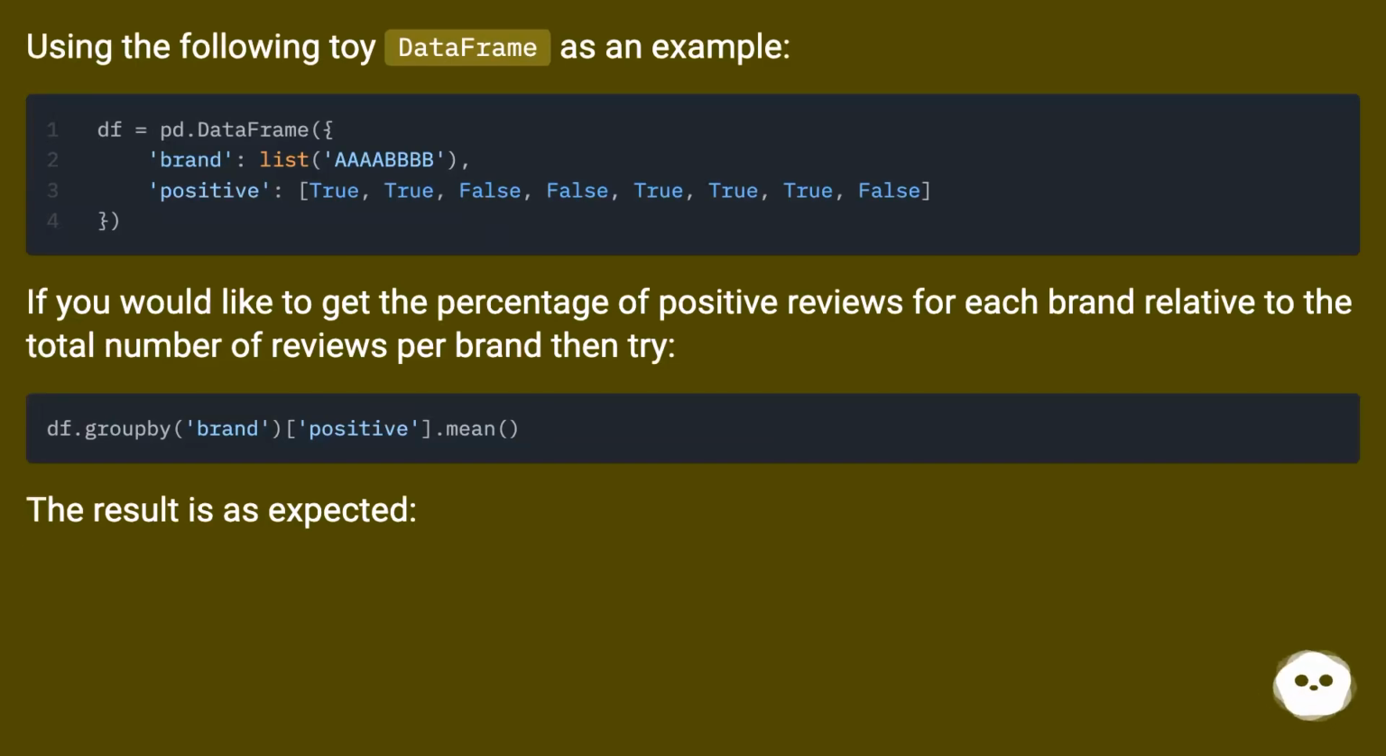Using the following toy data frame as an example. If you would like to get the percentage of positive reviews for each brand relative to the total number of reviews per brand, then try this. The result is as expected.